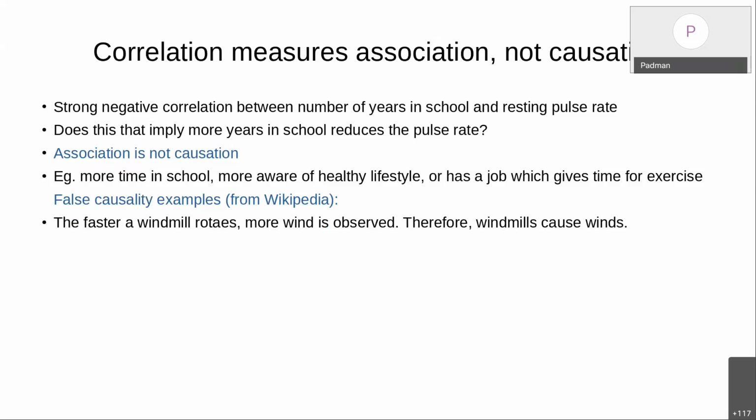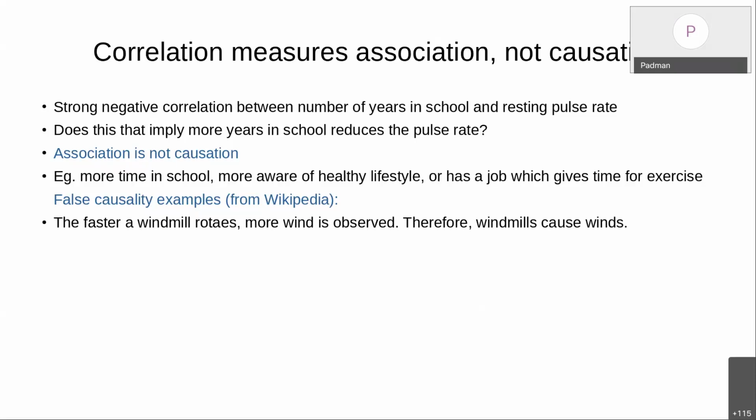Now, the faster a windmill rotates, the more wind is observed. Therefore, windmills cause winds. Okay, this is another statement, because you're seeing a windmill going very fast, and there's also a lot of wind. So if you measure the correlation between wind speed and the RPM of the windmill, you'll see a very positive correlation. But you, as a person of the world, know that windmills do not cause wind. In fact, it is the other way around. Because of high wind, the windmill is rotating. Okay, but in some data analysis, if you have a strong correlation between two types of data, you cannot assume that this one is causing this.